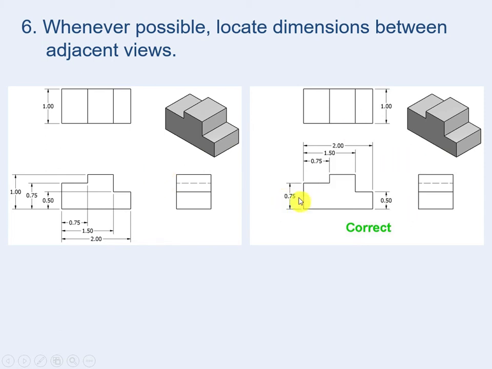Here we have an exception, guys. Why? Because to keep the 0.75 here between the views, we would have to attach it to the hidden line, and this should be avoided. So keep it outside, never mind. For this 0.75 to be between the views, we would attach it to a hidden line. But one of the rules says don't attach a dimension to a hidden line. Avoid that. So keep it outside as an exception. It's okay.